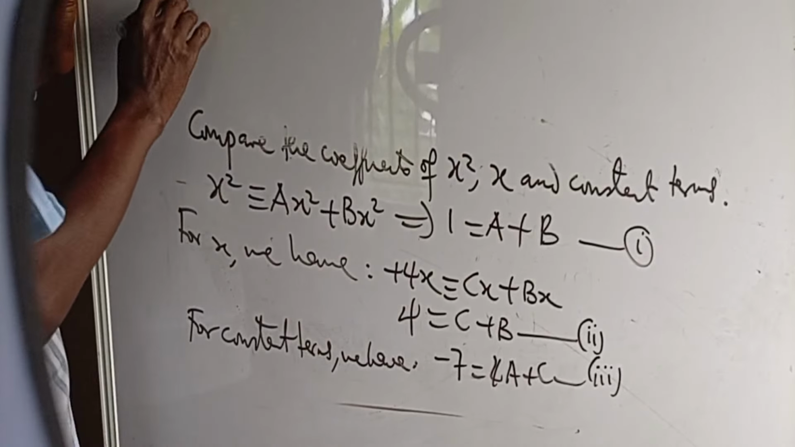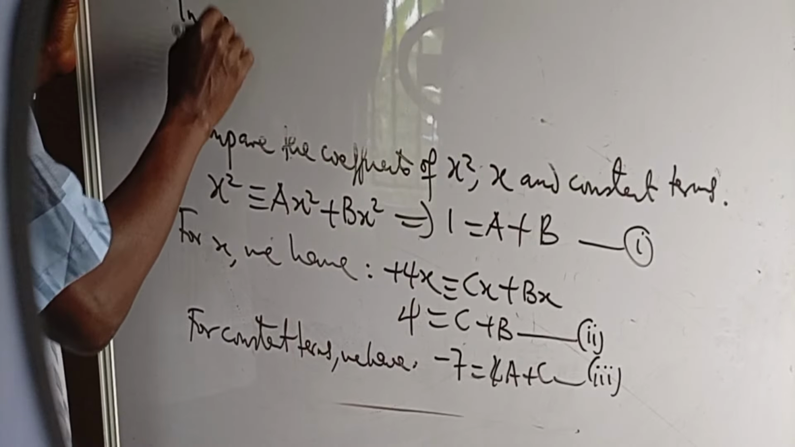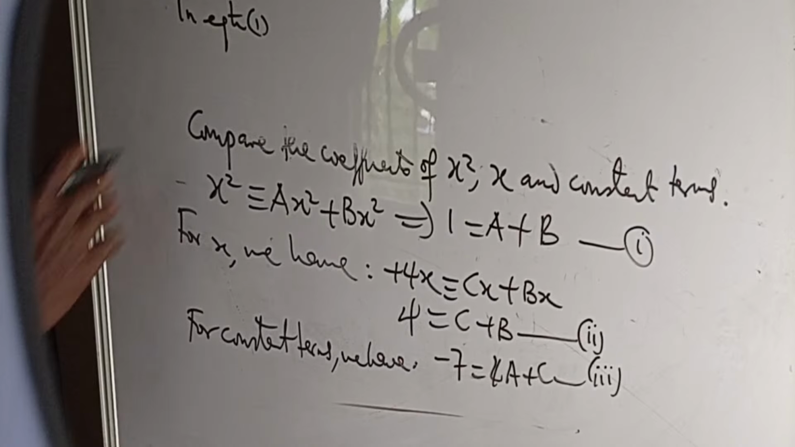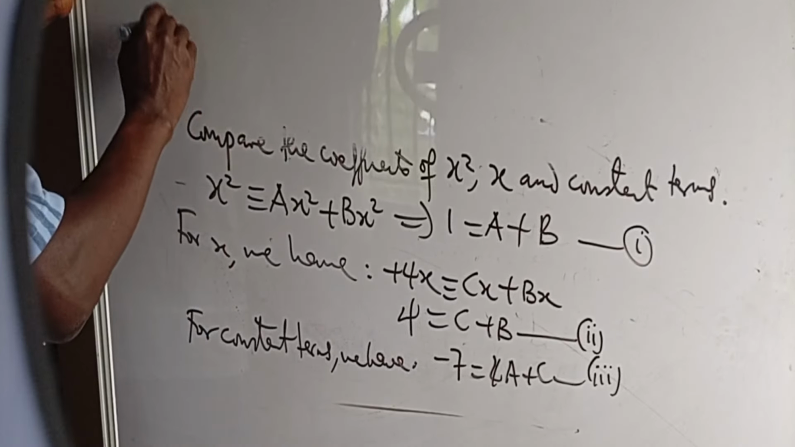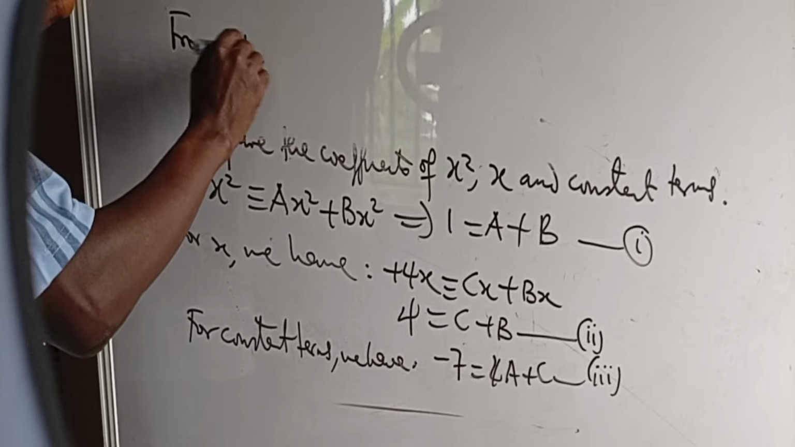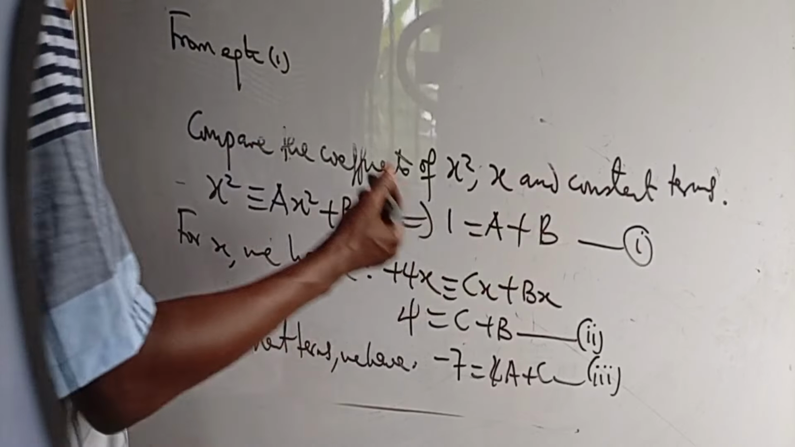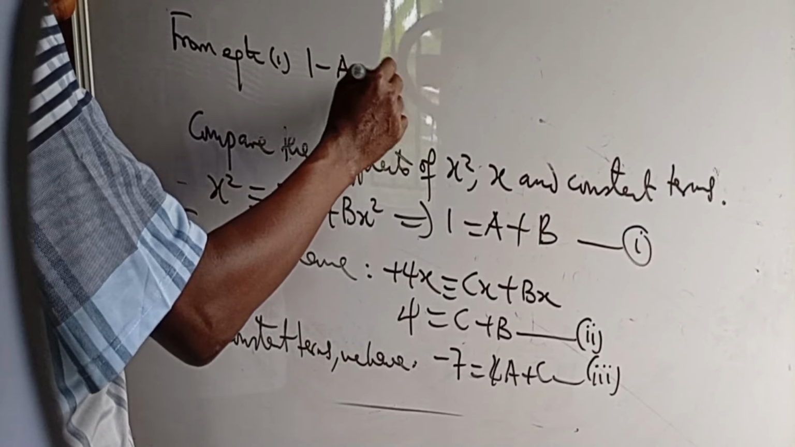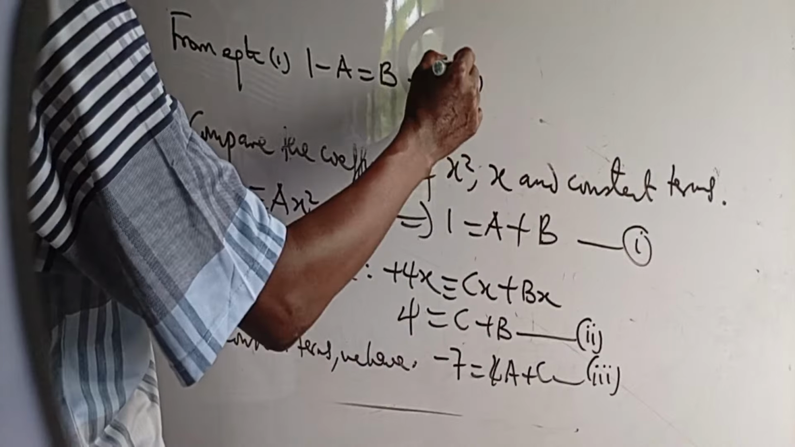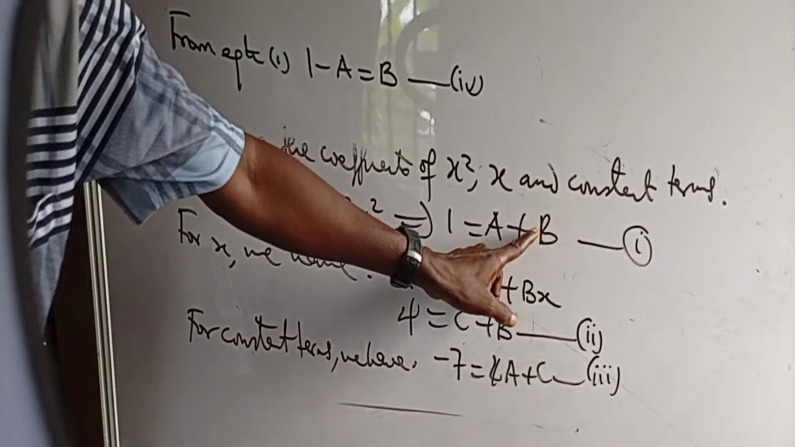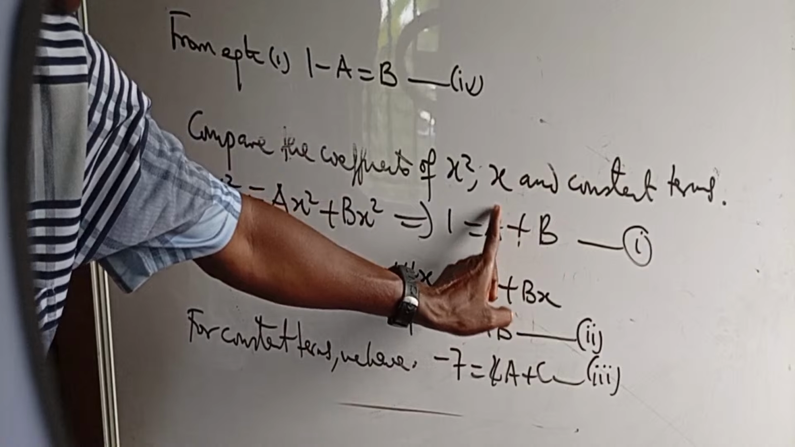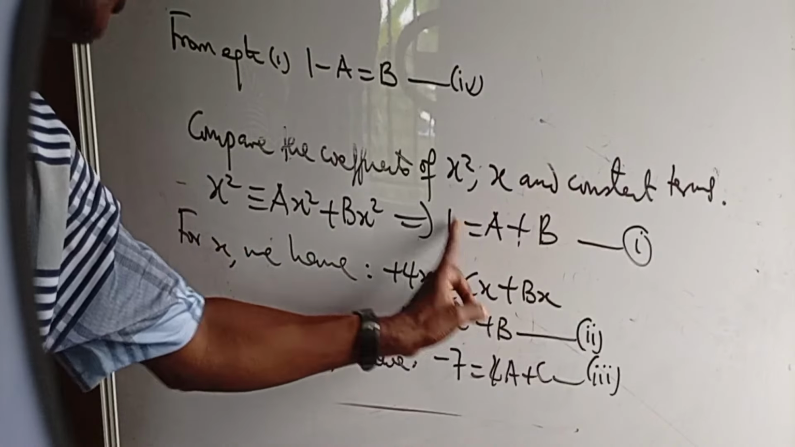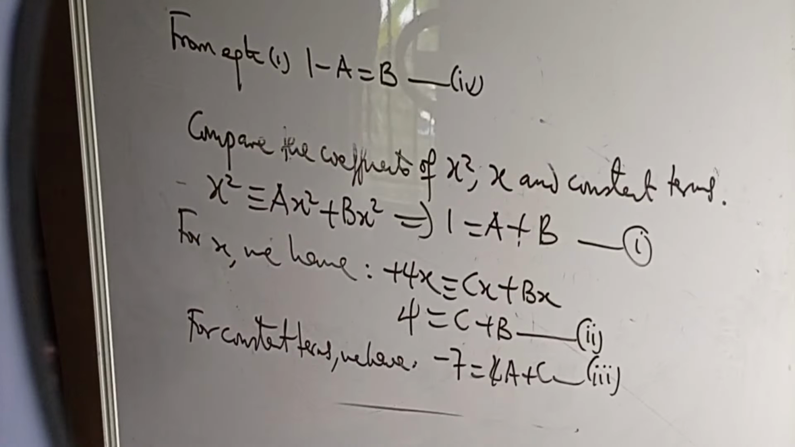Now, from equation 1, 1 minus a is equal to b. Call that equation 4. If you make b the subject, you transfer a to this side. a is positive, but by the time it crosses the equal sign, it becomes minus.